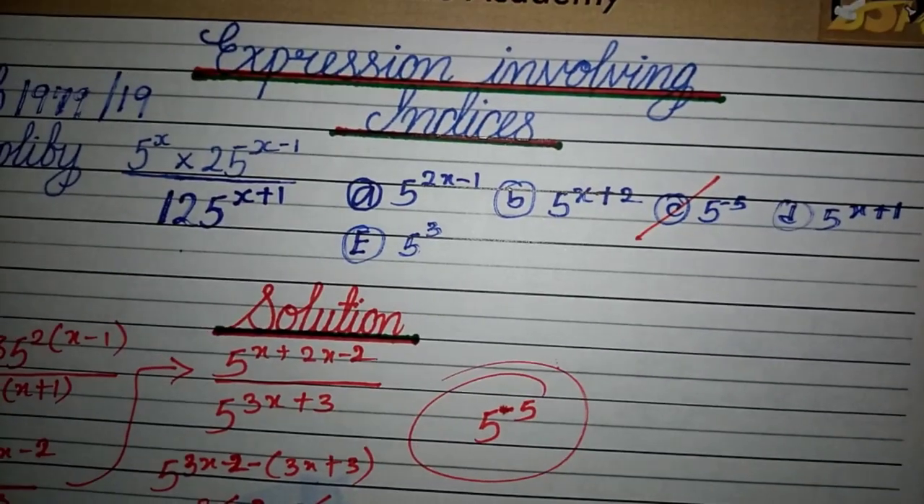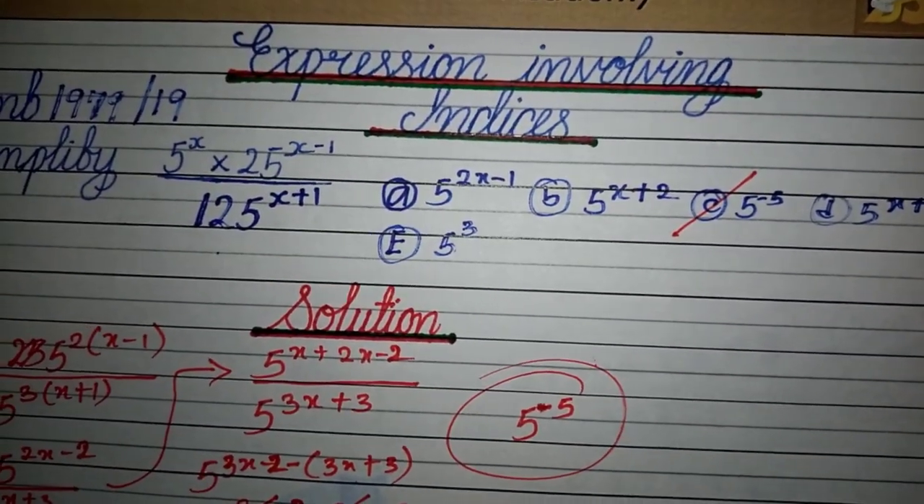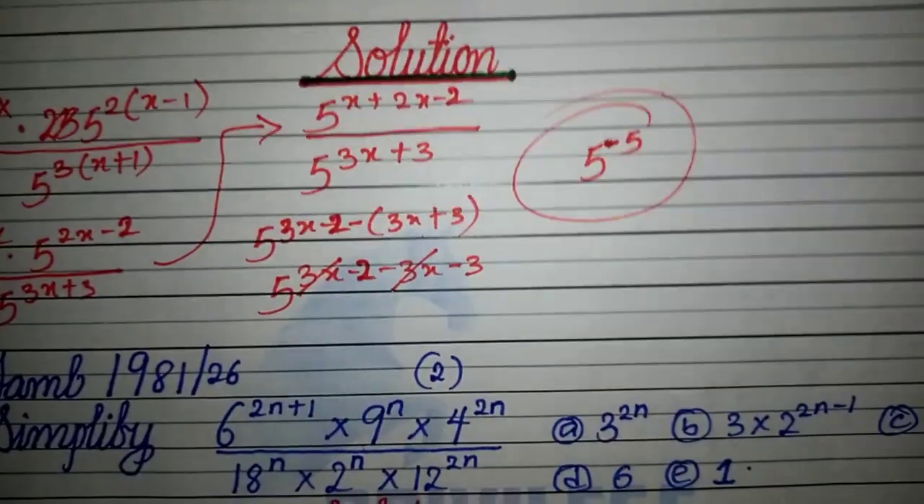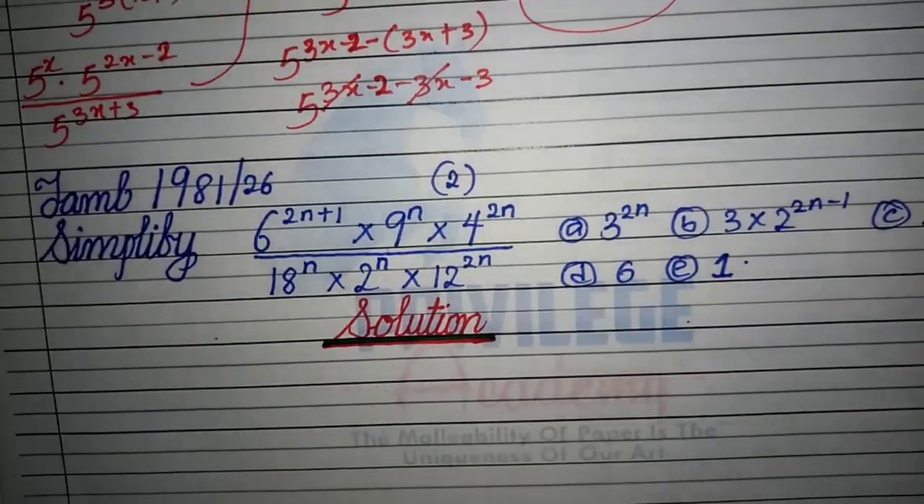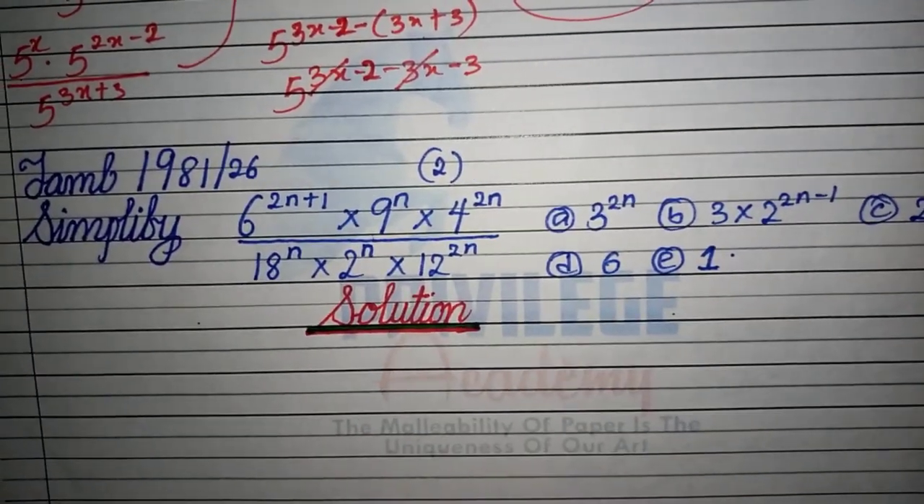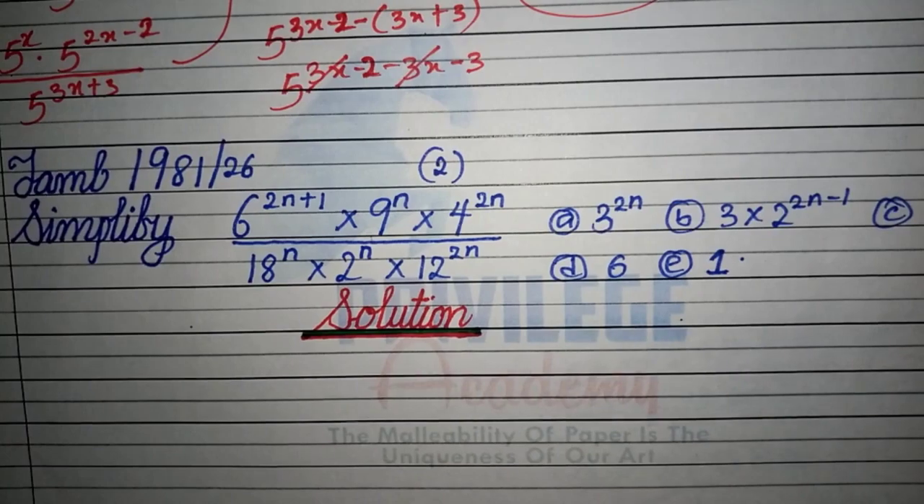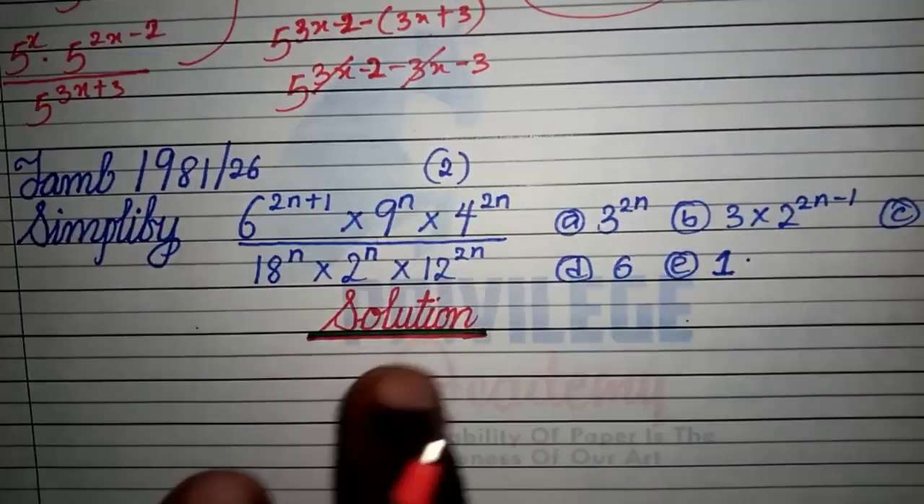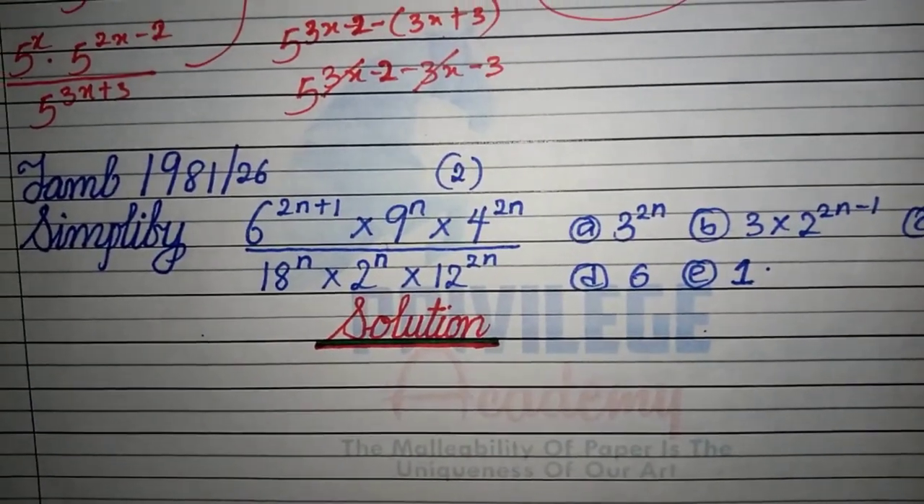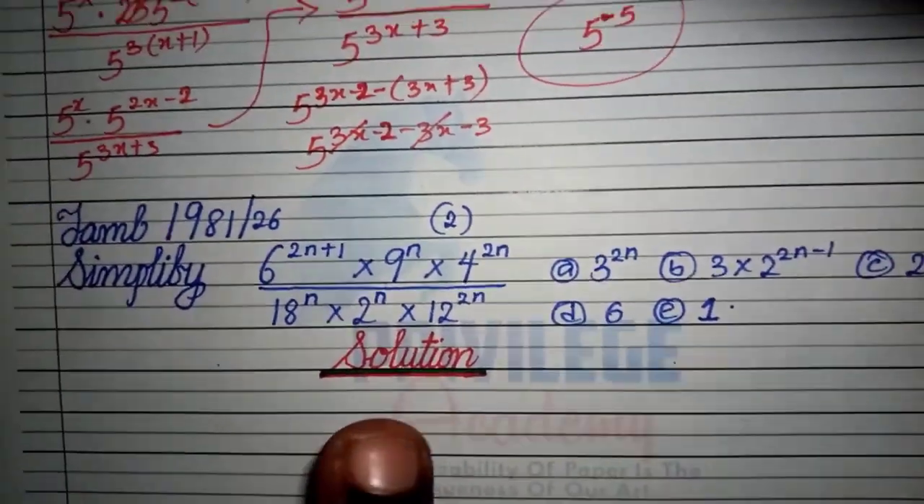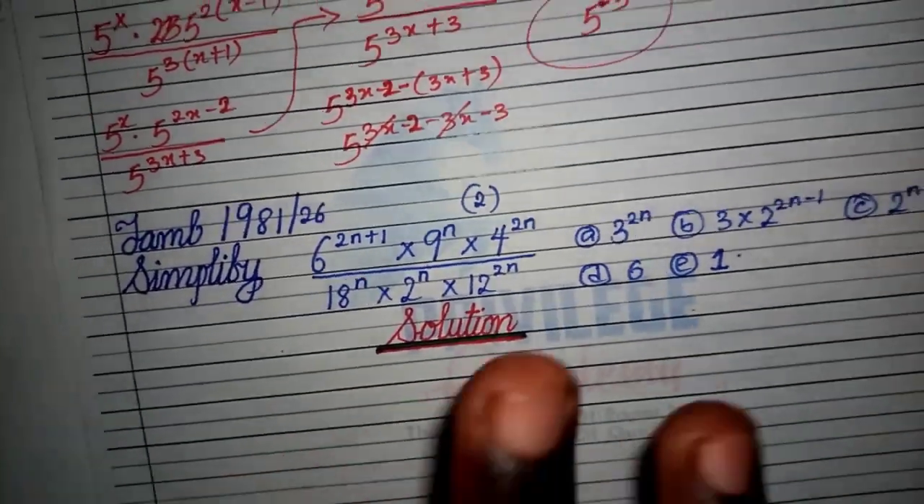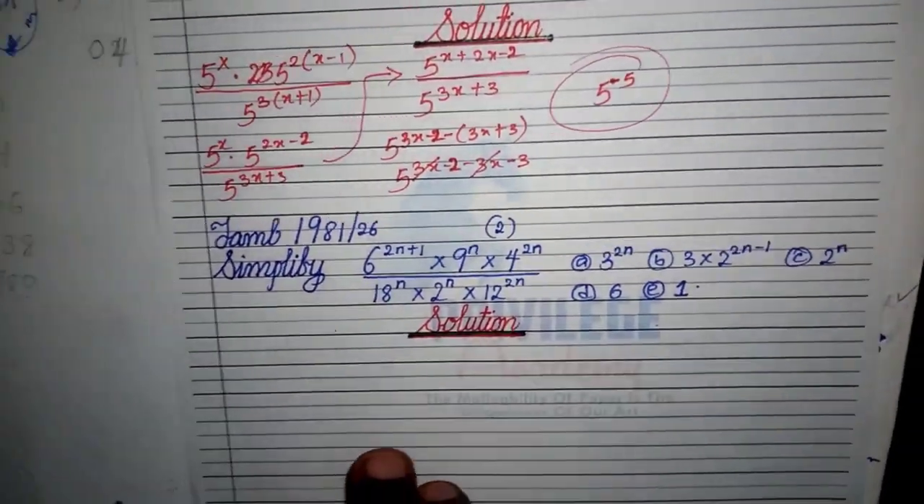It's a JAMB question, 1979, number 19. So let's move to the second question, 1981, number 26. Now this particular question is a bit different from the first one, but we think of the same thing here.